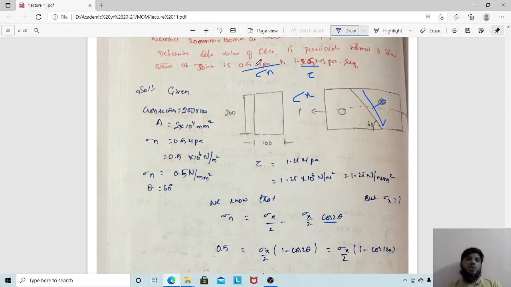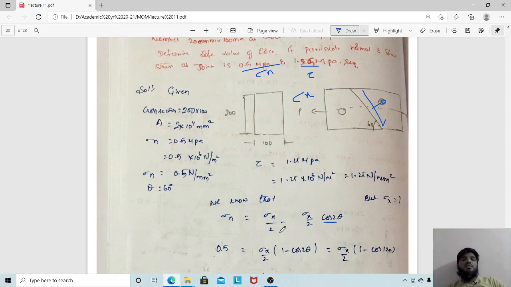We have got 0.5 mega. Mega is nothing but 10 to the power of 6, so 10 to the power of 6 Newton per meter square. To convert into mm, we have to multiply with 10 to the power of 6 in the denominator also. That will get cancelled. It will become 0.5 Newton per mm square. Clear?